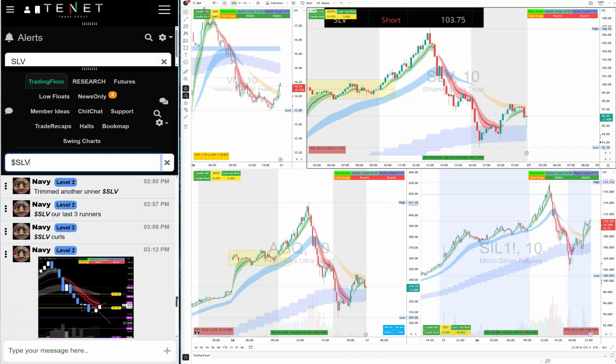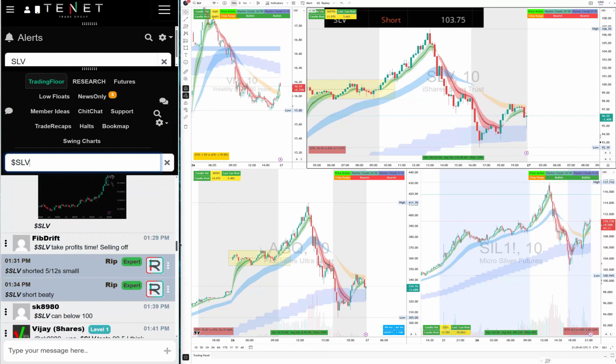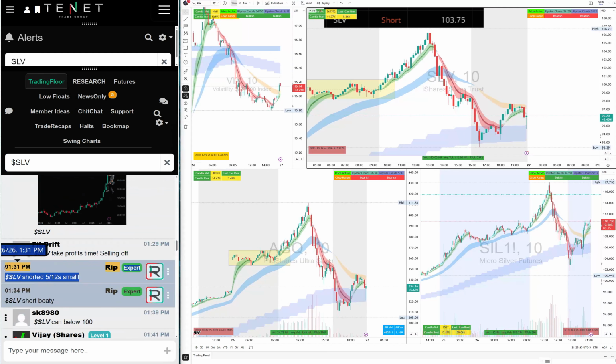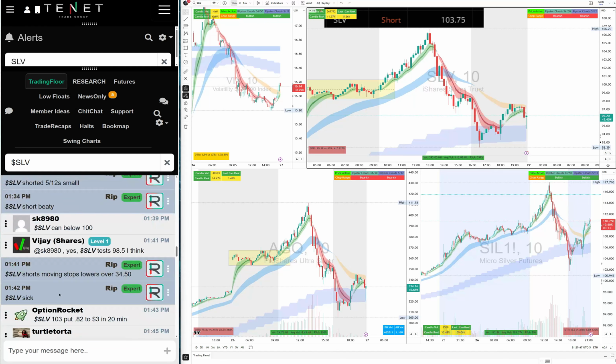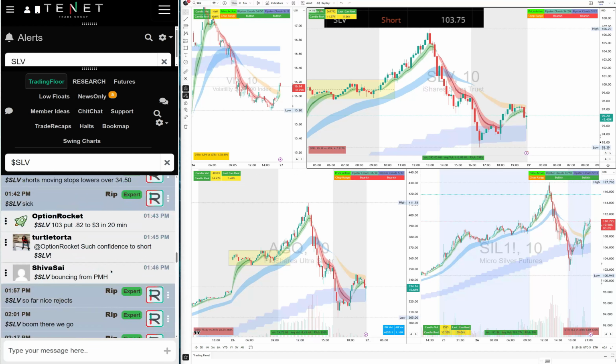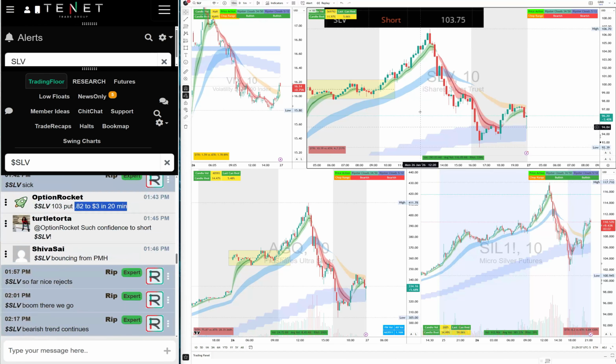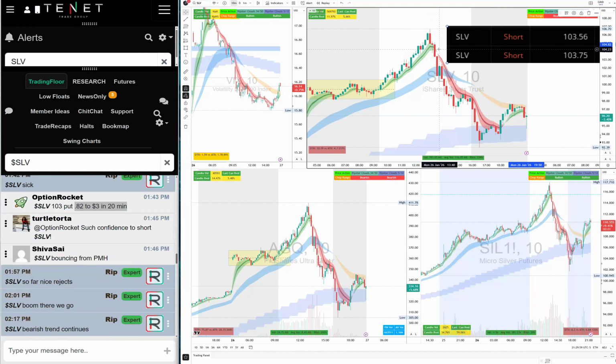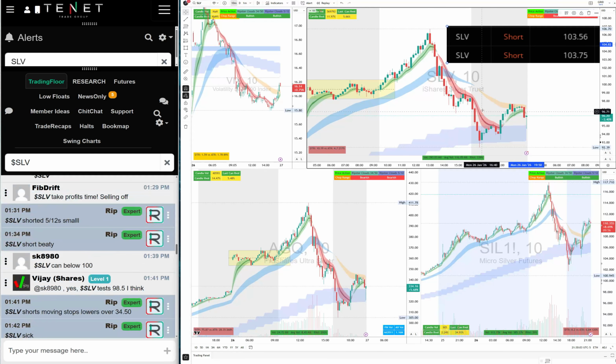I also told the traders in the community, I shorted small at the 512 break, with timestamped guidance. A lot of traders were shorting with us on the trading floor. The puts went from 82 cents to $3 in 20 minutes. So you see how Ripster Cloud gives you both longs and shorts. You could long and you could short with Ripster Cloud.